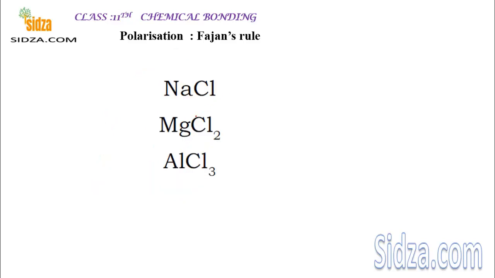Let's take other examples here. We have sodium, magnesium, and aluminium. The anion is the same again, but sodium is +1, magnesium is 2 positive, aluminium is 3 positive. Here the charge is increasing from sodium to magnesium to aluminium, and when the charge increases, the polarizing power of the cation increases. So when you move from sodium to magnesium and magnesium to aluminium, the charge is increasing, so the covalent character also increases.